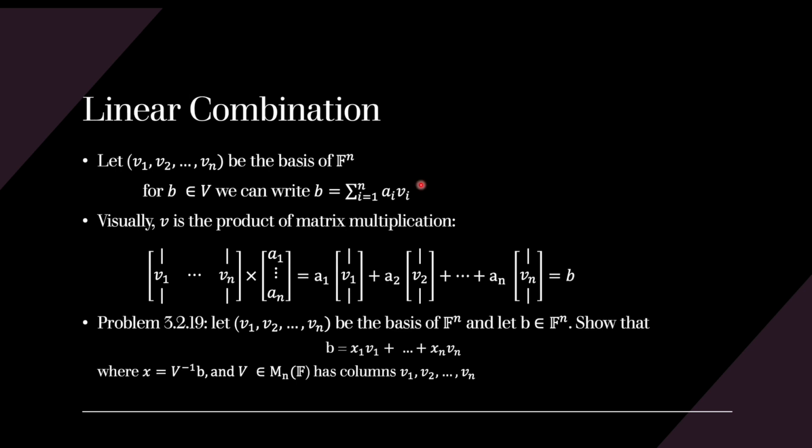The way linear combination is defined also involves matrix multiplication. Let b be a linear combination of a list of n vectors that are the basis of F^n. Then by definition, b is the sum of multiples of v1 to vn. Problem 3.2.19 asks us to recognize that b can also be written as the product of a matrix V whose columns are the basis vectors and the vector of all the coefficients a1 to an.